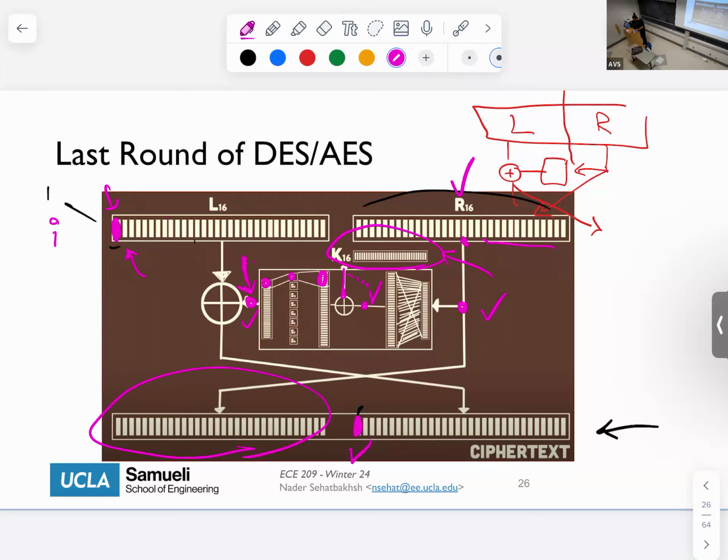So all I need to guess is this key. Once I know the key, let's say I start with all zeros. I know this part, I make a guess about this part. So now I know this part, this part, this part, all the way to here. Based on my guess on the key, I exactly know what this value is. And now that I know this value and I know this value, then I can predict this value, right?